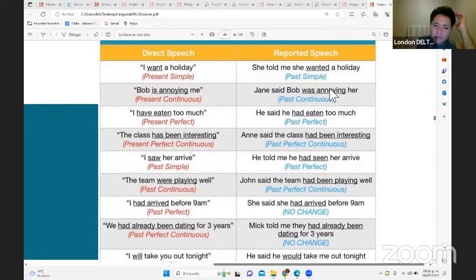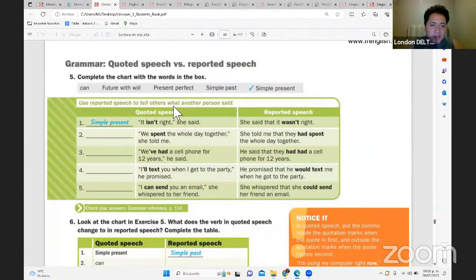Good. So we're going to practice because that's how we are going to make more sense. In this first sentence, simple present. So it says, it isn't right, she said. So in past you say, it wasn't right. Eso no está bien, dijo ella. Ella dijo que eso no estaba bien. All right. So it's not that difficult, right? Because when you translate in Spanish, it even makes sense, right?